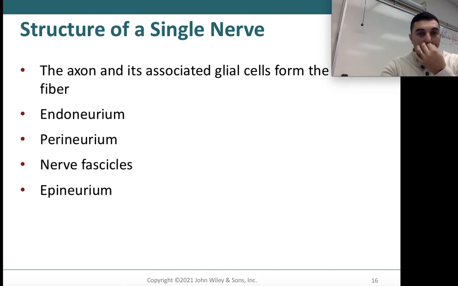Okay, so we talk about one single nerve. It has an axon and some glial cells. Now from that fiber, endoneurium, perineurium, we have nerve fascicles, so kind of like branches as well, and the epineurium. Again, almost everything is layers, and if you remember your roots, endo will be inside, peri kind of around, epi kind of at the outside.